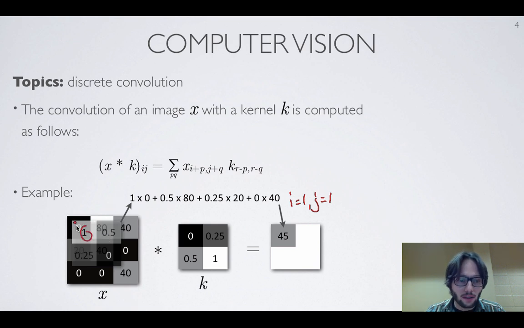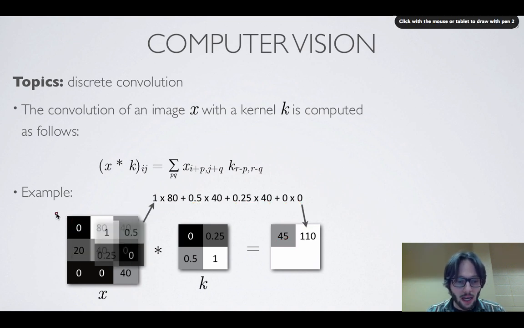So we have 1 times 0 plus 0.5 times 80 plus 0.25 times 20 and plus 0 times 40, which is here. So that gives us 45. And then we continue this, but for all values of i and j. So for all positions where we can position the top left element of the kernel matrix in the image.